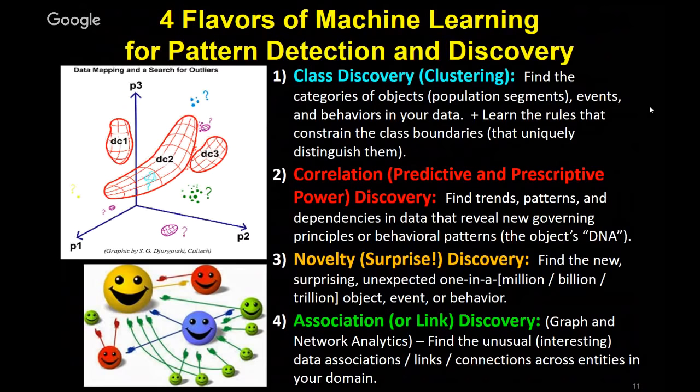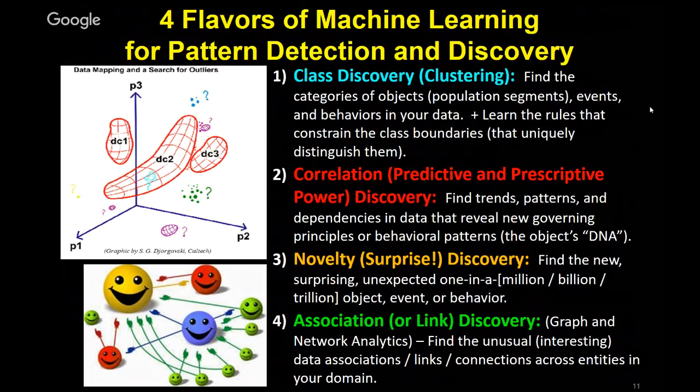So we learn correlation discovery can become predictive. For example, given a value for P1, we can predict what P3 will be depending upon what class or category a particular entity is residing in, data cloud 1, 2, 3, or some other one. We can do predictive analytics on that.